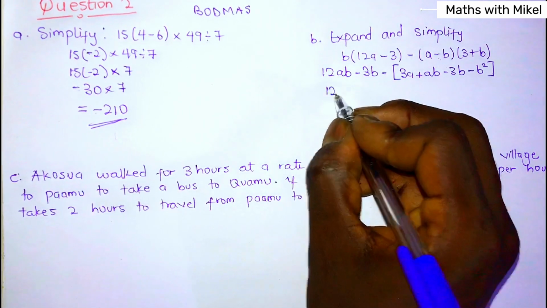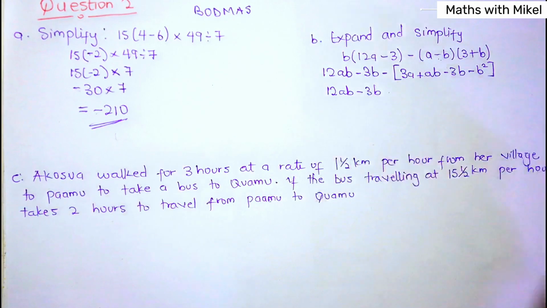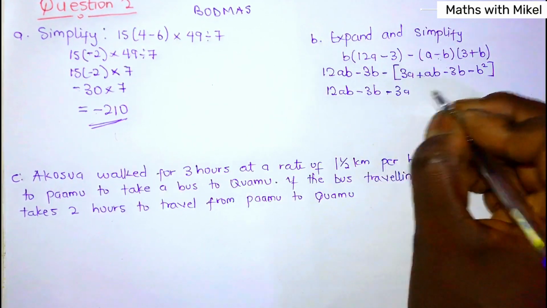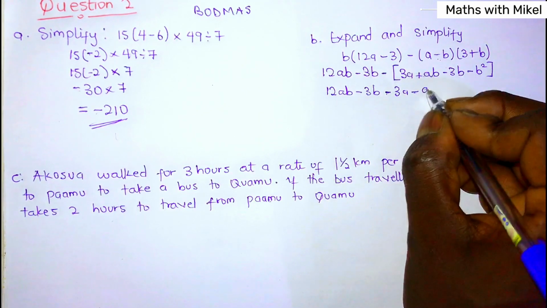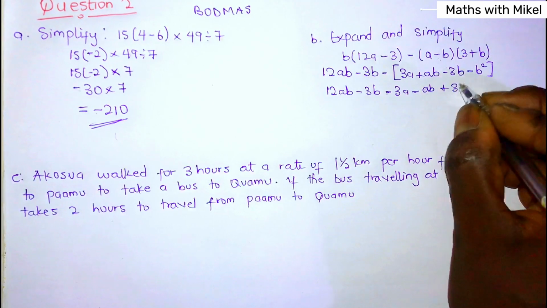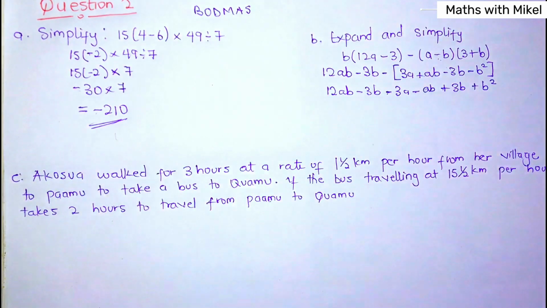So 12AB minus 3B. Now this negative will expand the bracket here. Get -3A, -AB. This turns to positive 3B and positive B squared.